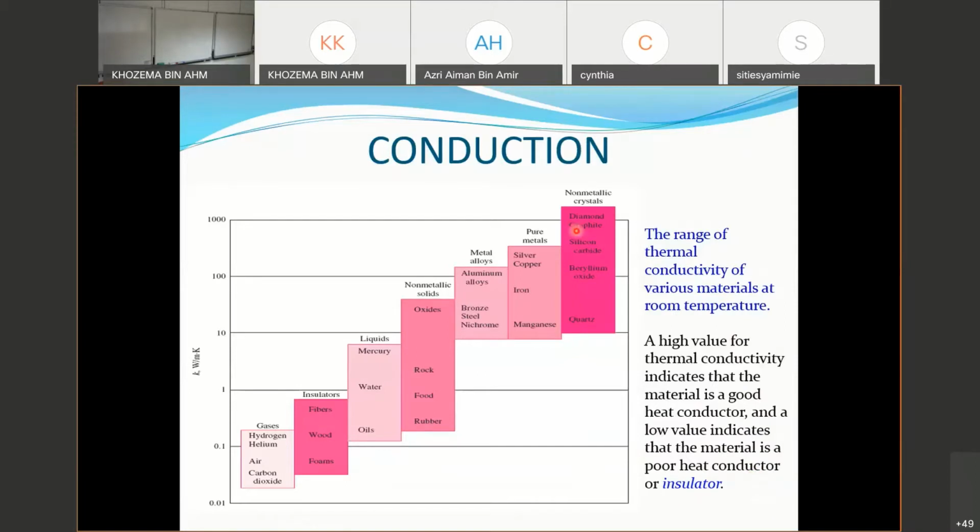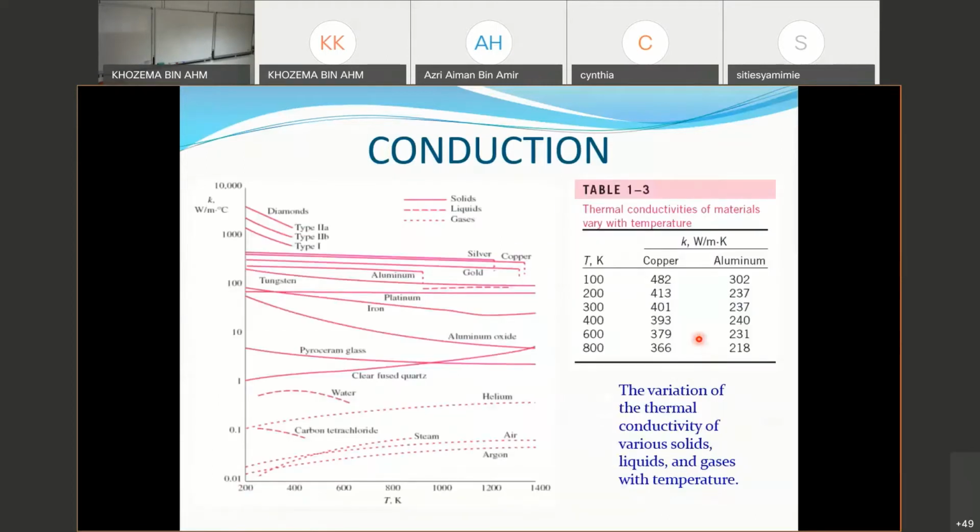So you can see here we have diamond, graphite, silicon carbide, quartz. All these we say are very, very good heat conductors because the value of K is large. It's around 1000. Okay. Whereas you have gases like hydrogen, helium, and we say they are very poor heat conductors or very good insulators because they have a very, very low value of K.